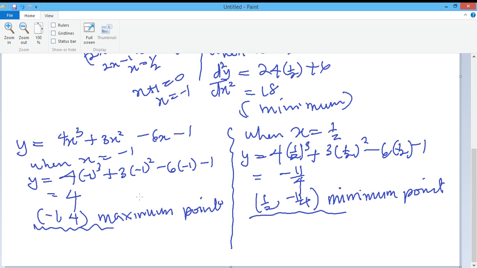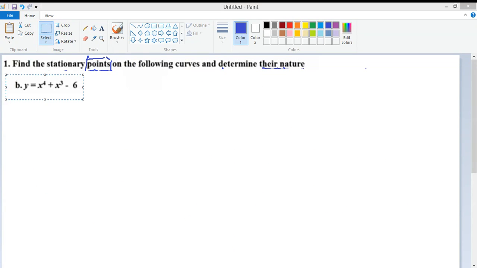Good. So we're able to determine the turning points, otherwise known as the stationary points, and we have determined their nature, whether they are maximum, minimum, or point of inflection. In this case, it is only maximum and minimum. There was no point of inflection. Let's go to the B.